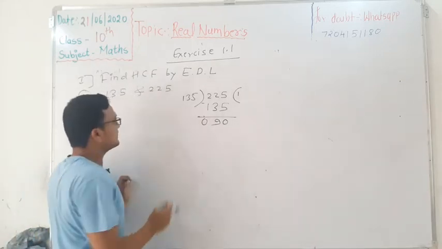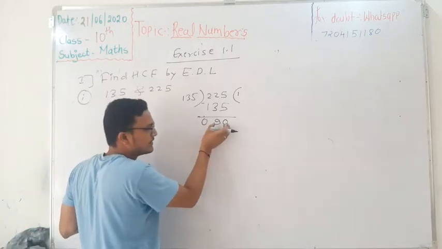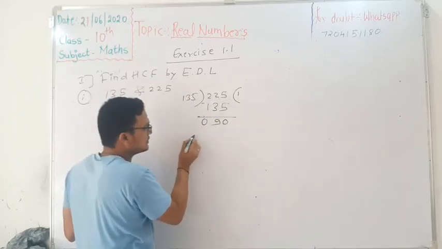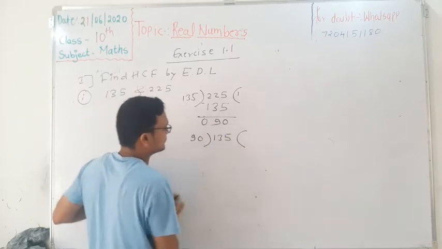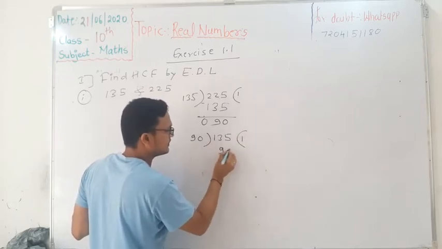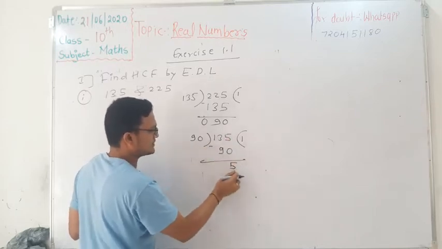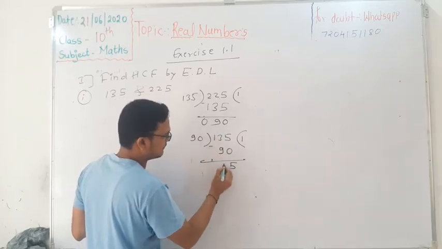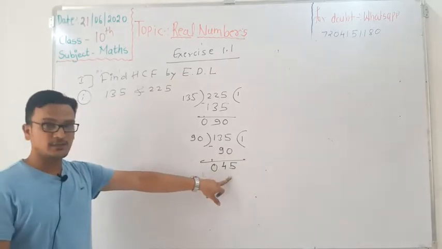See, to get the HCF, the remainder should be 0. Here the remainder is 90 now. With the help of this remainder we have to divide the divisor again. So 90 will divide 135. 90 into 1 is 90. Subtraction: 5 minus 0 is 5, again 1 carry, 13 minus 9 is 4, and this is 0. So it is 45. Still the remainder is not 0.